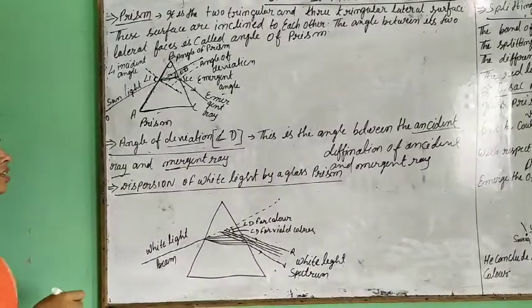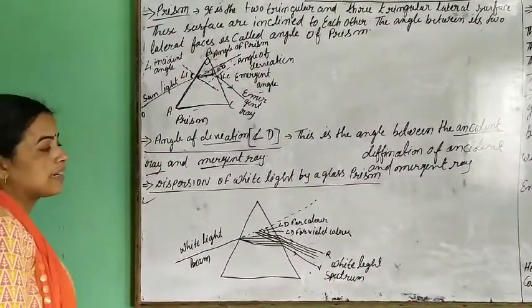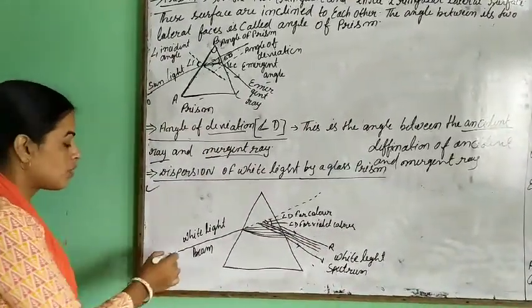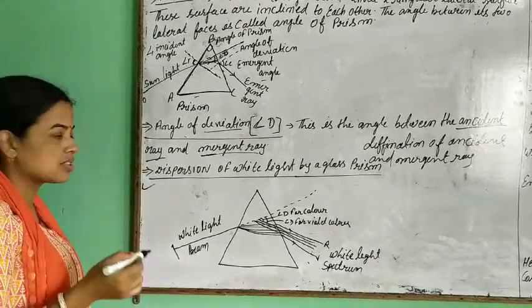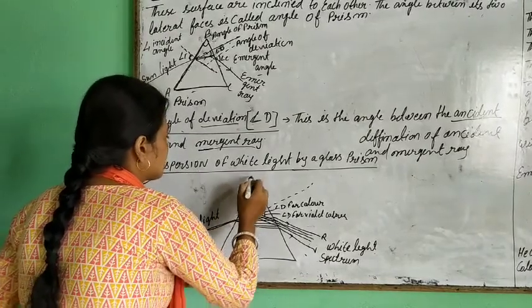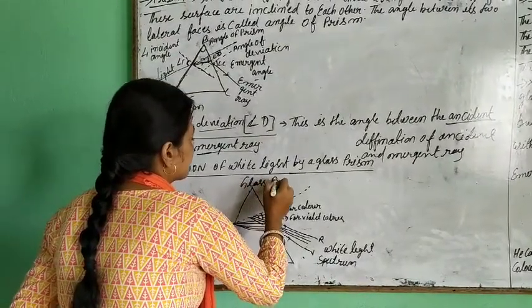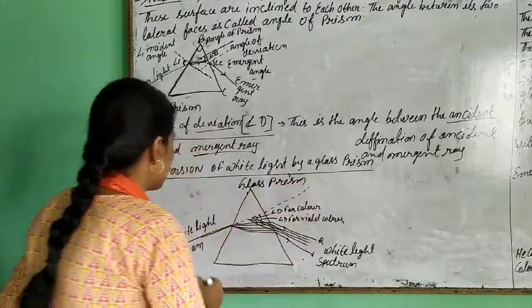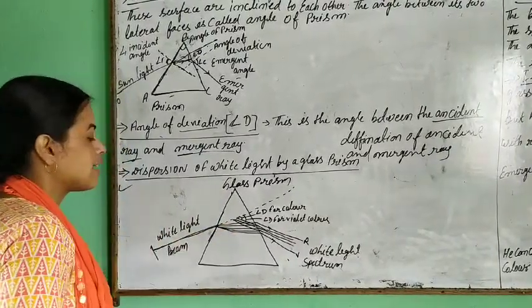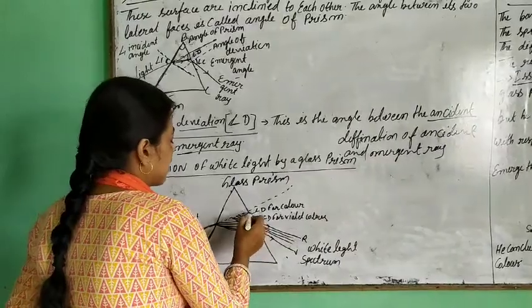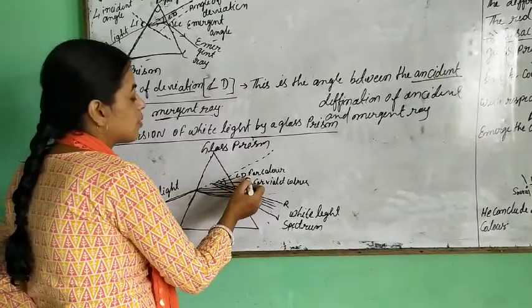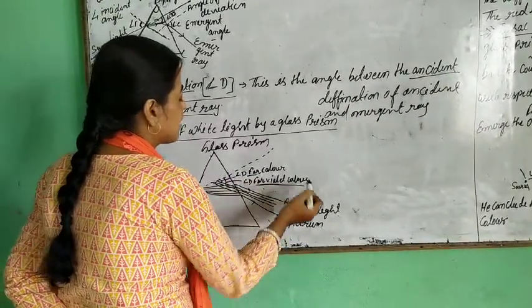So let's move on. Next is dispersion of white light by a glass prism. When we use a glass prism, white light splits into 7 colors. This is a very common thing. This is the white light and this is the glass prism. When the beam of light hits the glass prism, it divides, and you can see the deviation and splitting of white light.